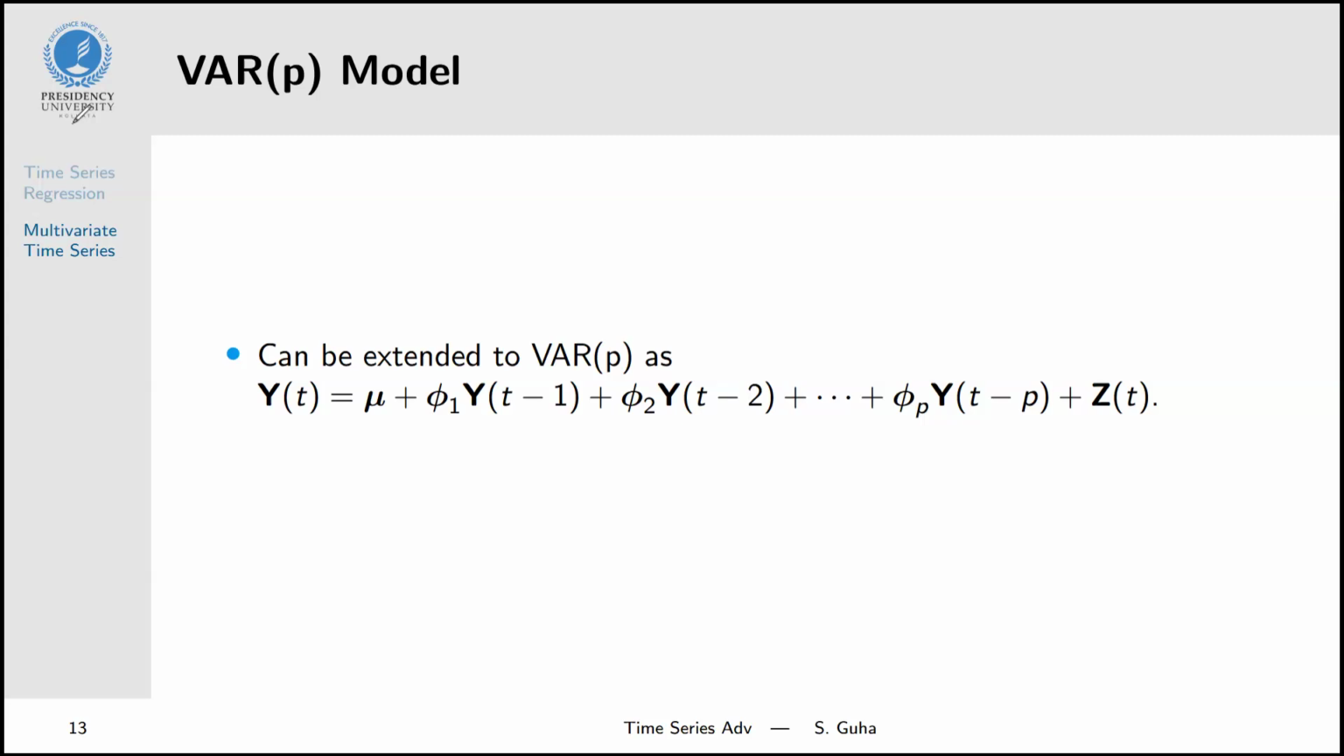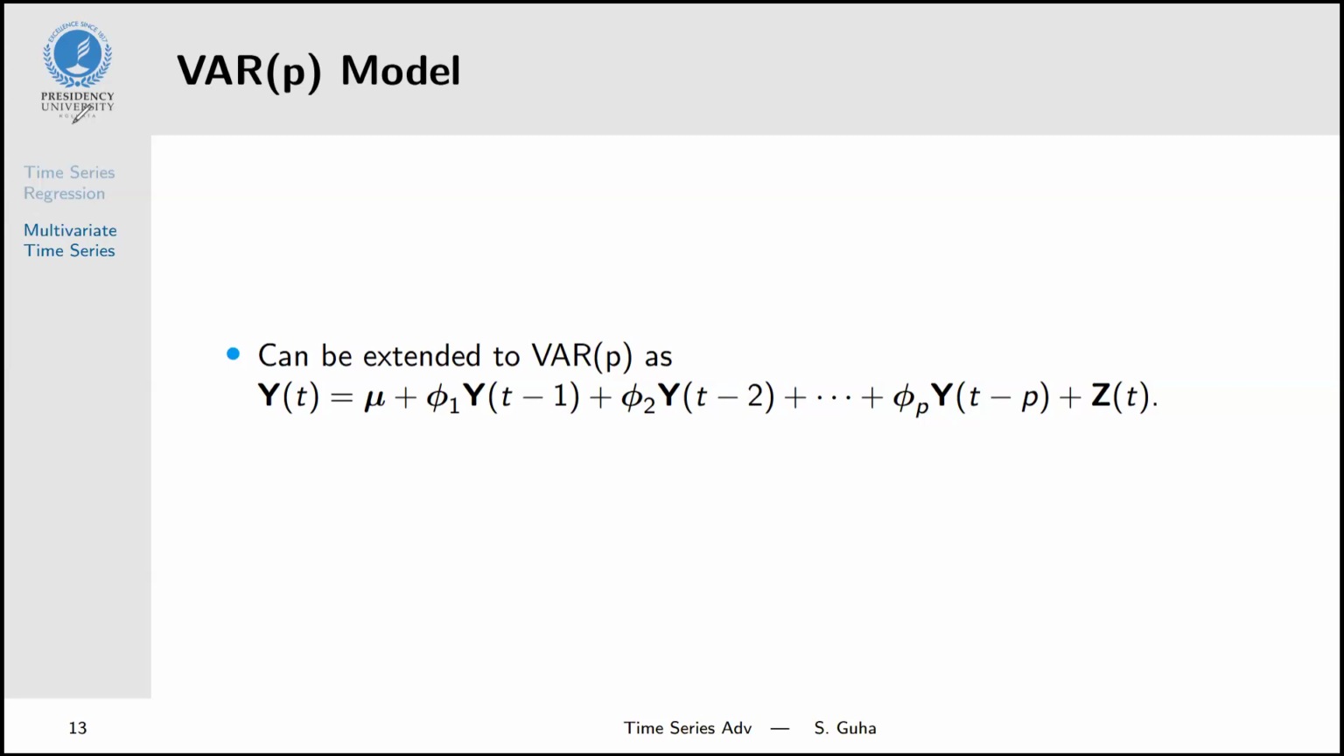So in reality, what should one do? One should try out a VAR model of order 1, a VAR model of order 2, a VAR model of order 3, like that, and then take the particular VAR model which has the minimum BIC. So that is the logic. That is how you should work with a VAR model.